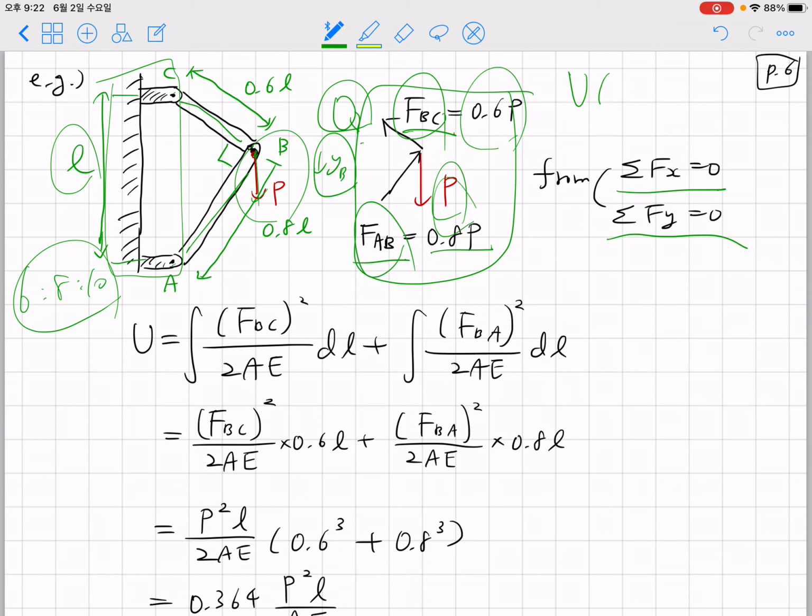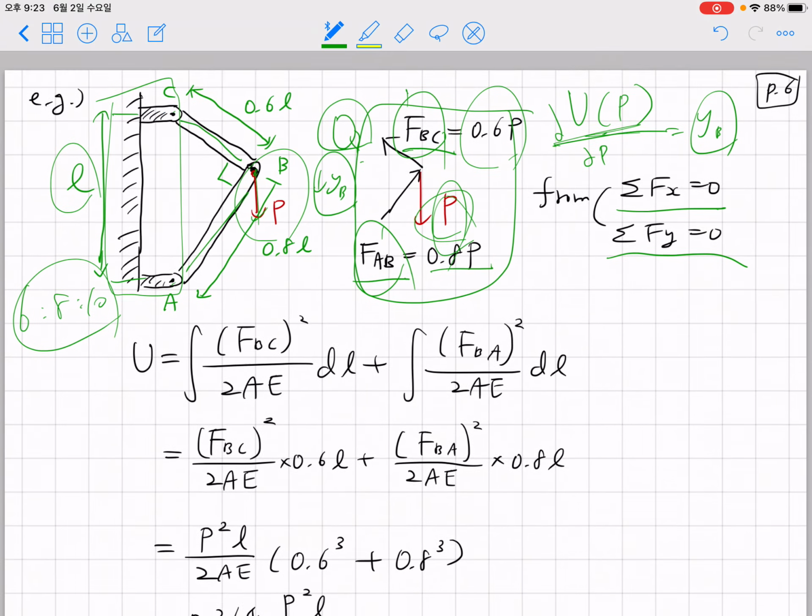Okay, so the reason why we convert the internal force in terms of P is that we want to obtain U as a function of P, and after obtaining U as a function of P, if you take partial U over partial P, you can obtain the deflection at point B. Okay, so that's the strategy we are using. So FBC and FAB, both of them are unknown. If you rewrite those unknowns in terms of P, which is a given value from the problem, you can write down the potential energy in terms of P, and out of this expression you can obtain the deflection.